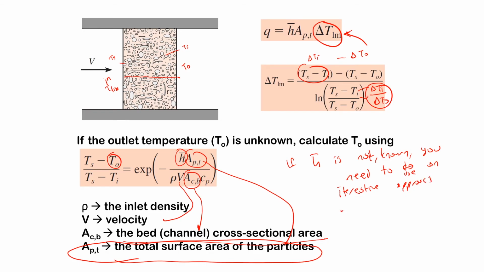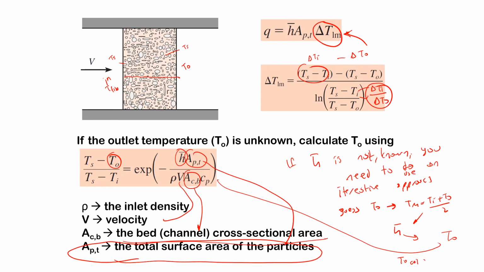So basically, you guess a T outlet, find T mean, which is T in plus T out over 2. From T mean, you calculate h bar, and after you have h bar, you use this equation and find T out. So compare T out calculated versus T out guess. If they are within 10% of each other, then you have a correct answer. Okay? If not, you do the iteration again with the T out you calculated. So that will be going back to this iteration again if the numbers are different.